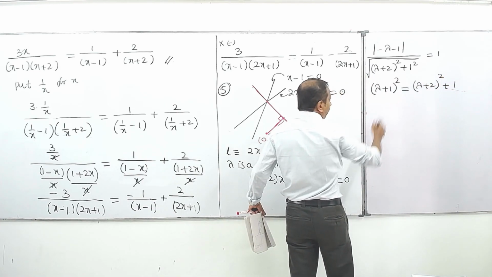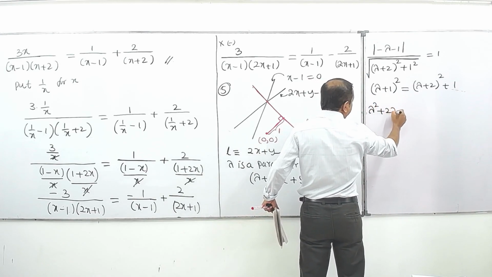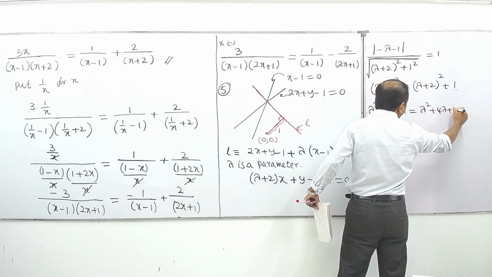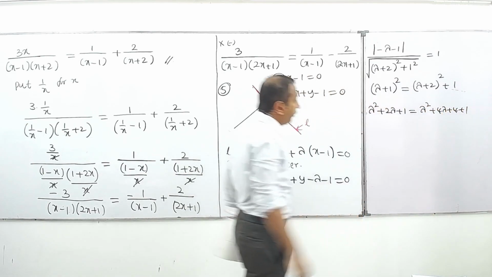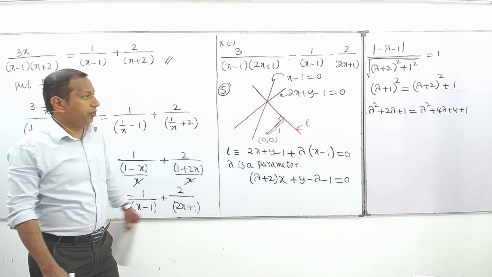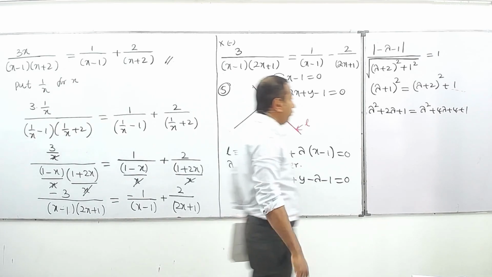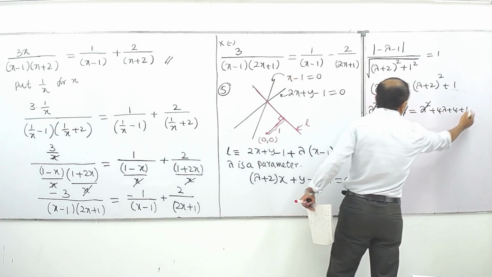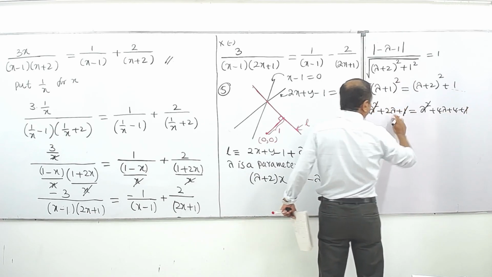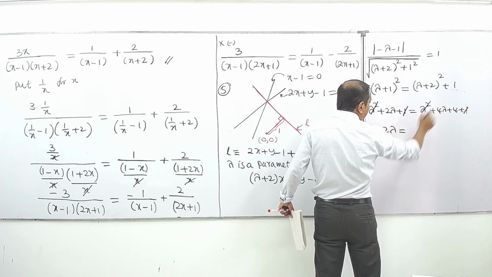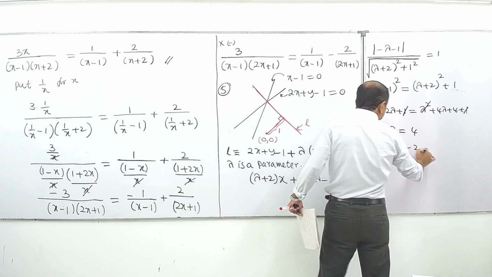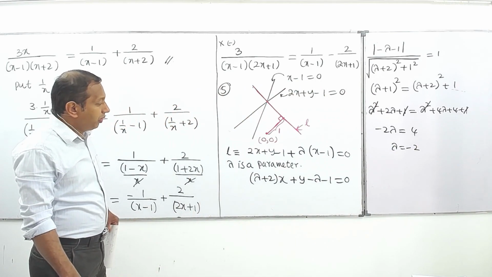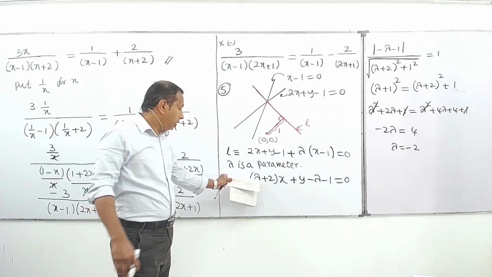Now simplify for lambda. Lambda squared plus 2 lambda plus 1 on one side, and lambda squared plus 4 lambda plus 4 plus 1 on the other. Lambda squared you can cancel, 1 and 1 you can cancel. Once you take this side, we get 2 lambda, and on the right-hand side we have 4 lambda minus 2. Correct? Right. Lambda equals 2, so you can put lambda equals 2 here.